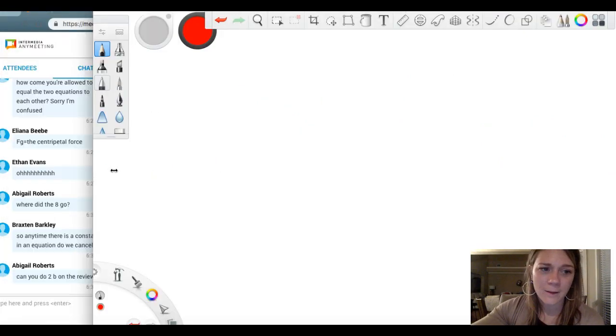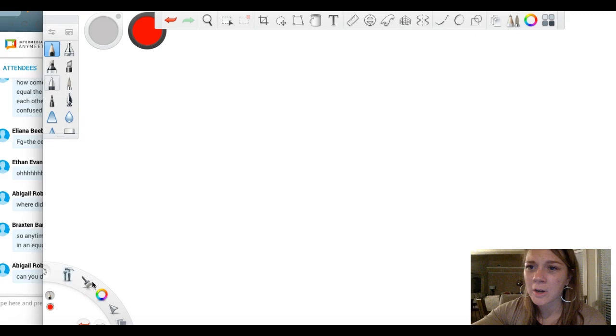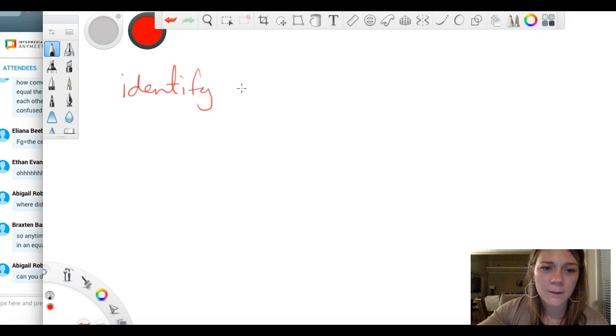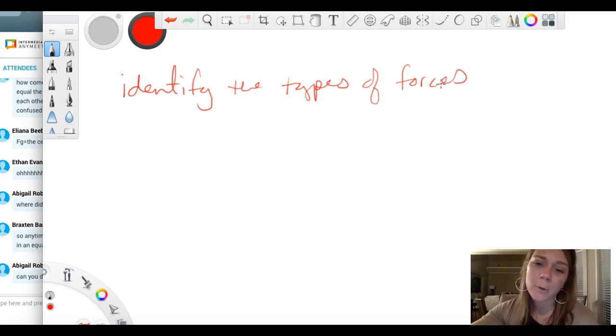All right, so if there's no specific questions, I'll go ahead and just talk about a few things. You need to be able to identify the types of forces in different circular motion problems. So we did this on a quiz. And the easy part at this point should be identifying the type of force. The more difficult part is going to be drawing the free body diagrams, and then of course ultimately writing those summation equations.